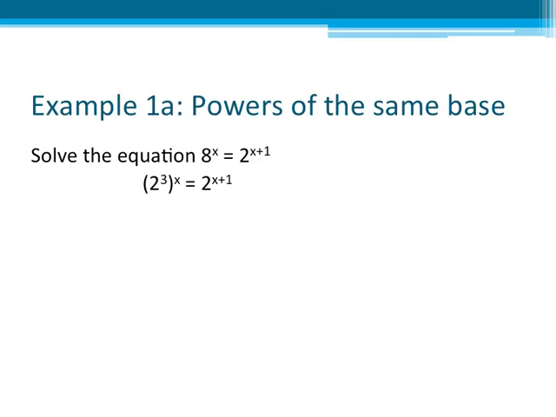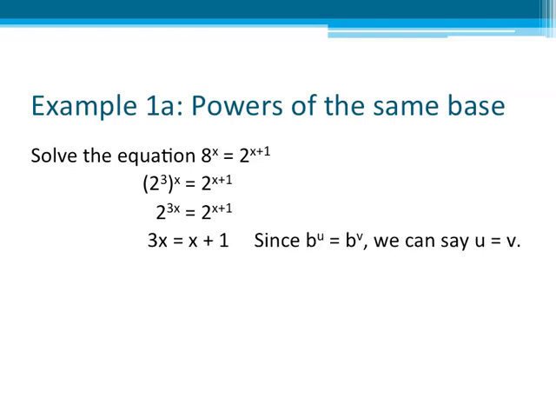Now we can write that as simply 2 to the 3x equals 2 to the x plus 1. And now you'll notice we have the same base on both sides. So we can set the exponents equal to each other. So 3x equals x plus 1. Now you can solve for x. So 2x equals 1, and then x equals 1/2.